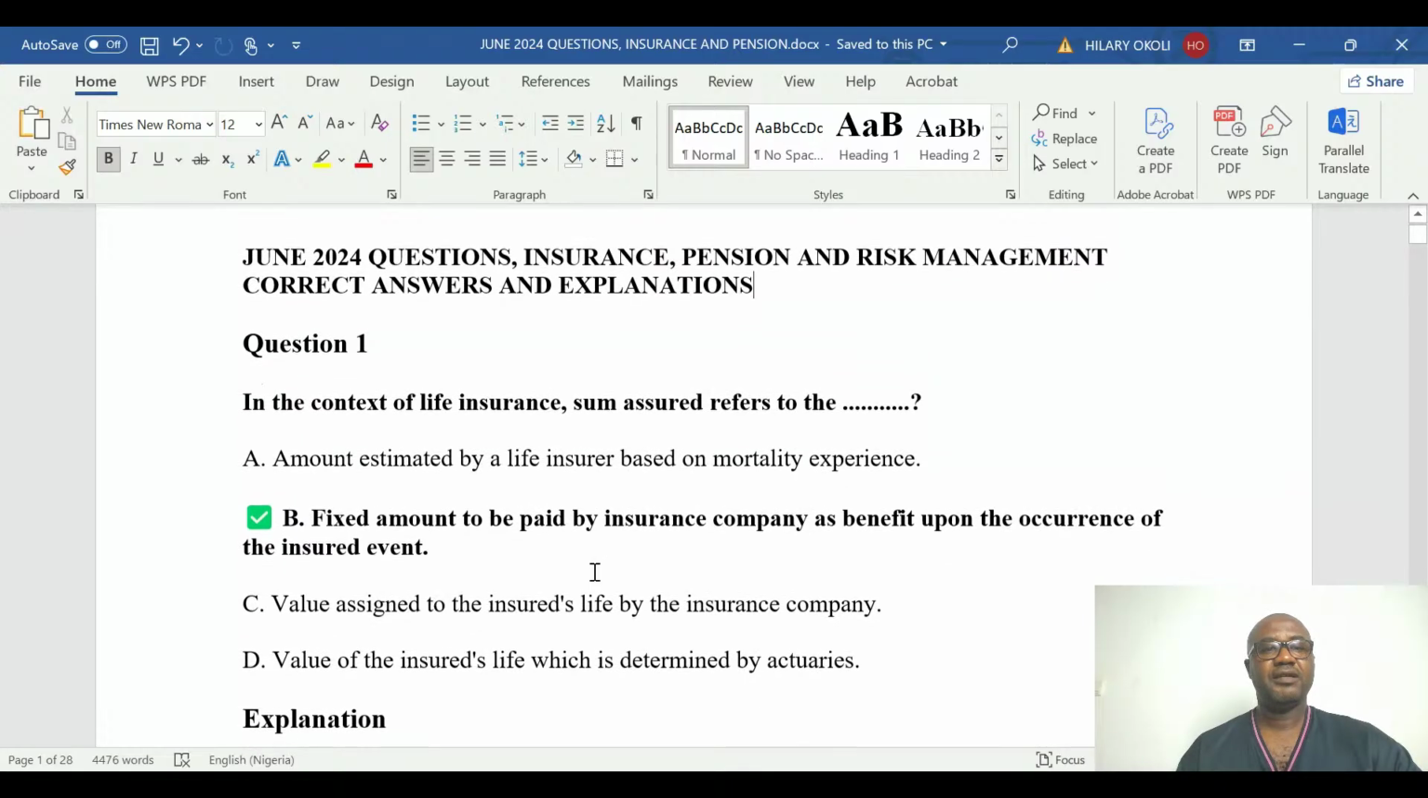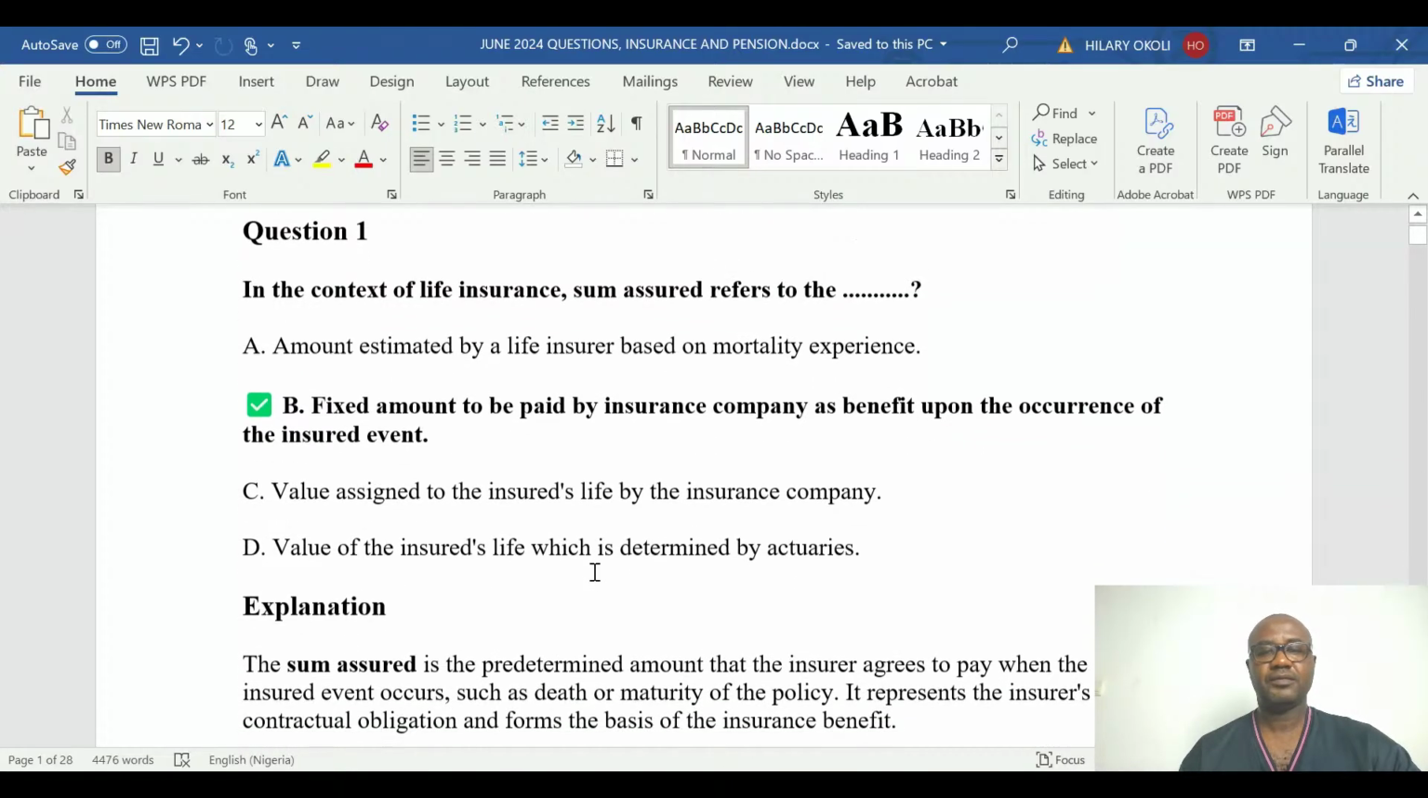We look at question 1. In the context of life insurance, sum assured refers to what? What do we consider sum assured to be? The correct answer is B, that sum assured refers to the fixed amount to be paid by the insurance company as benefit upon the occurrence of the insured event.